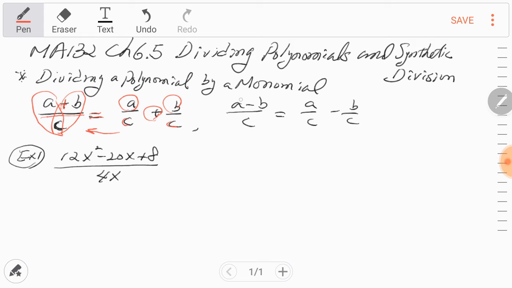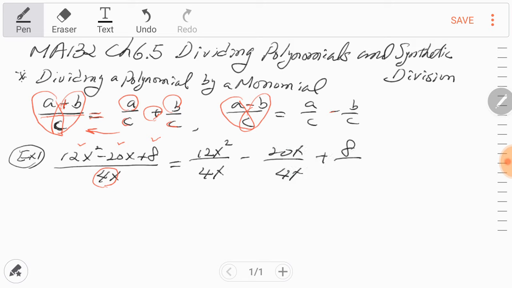Even this one: a over c minus b over c. So if the denominator is a monomial, we will separate each term in the numerator. So this will be 12x squared divided by 4x minus 20x divided by 4x plus 8 over 4x. And then simplify each fraction.